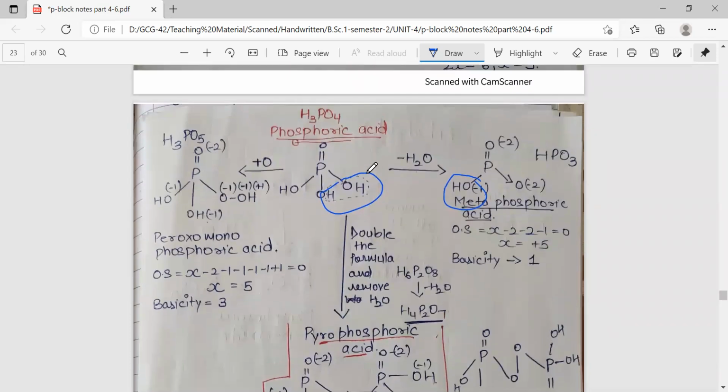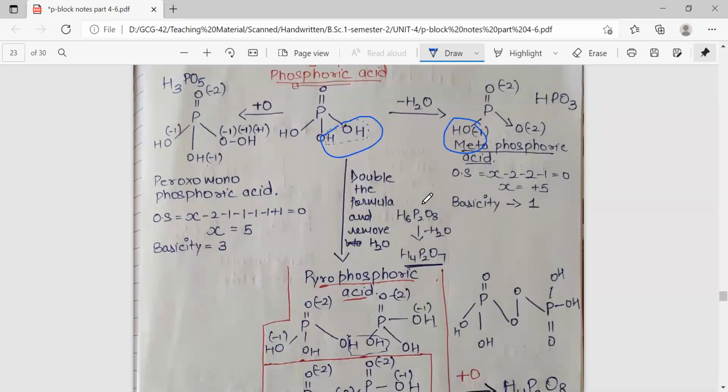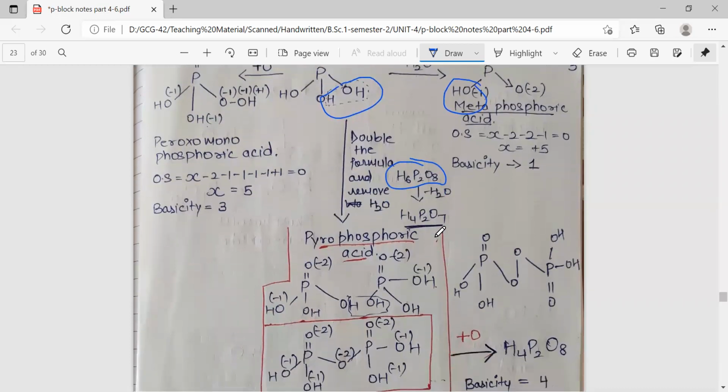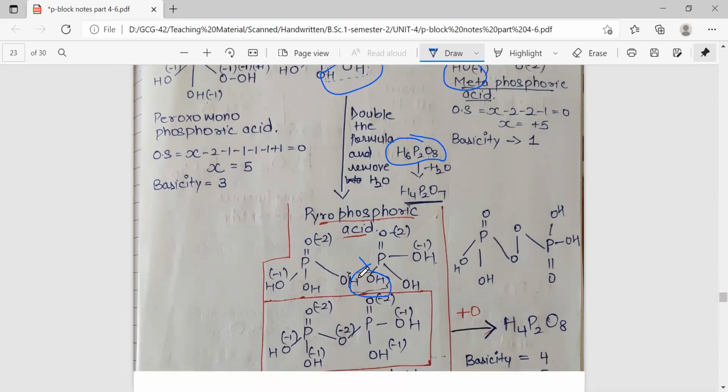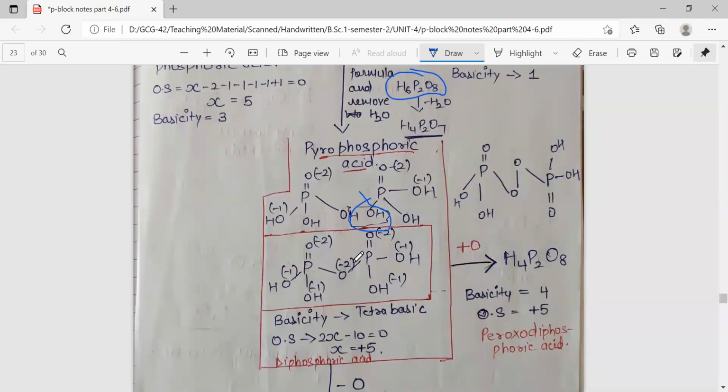Now we have pyrophosphoric acid. Pyro is generated by doubling the formula and removing one water molecule. So we double the formula, it becomes H6P2O8, and we remove one water molecule, so the formula becomes H4P2O7. This is exactly the same as how we prepared pyrophosphorus acid: doubling the formula of the corresponding acid and adding the prefix by removing the water molecule. There also one bridging oxygen is going to come. This pyrophosphoric acid is also called diphosphoric acid.